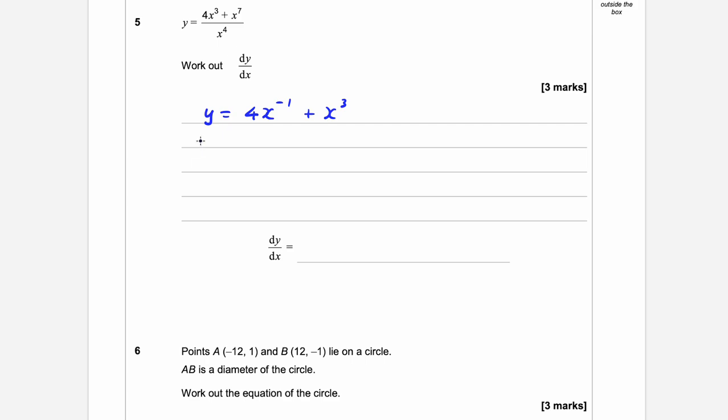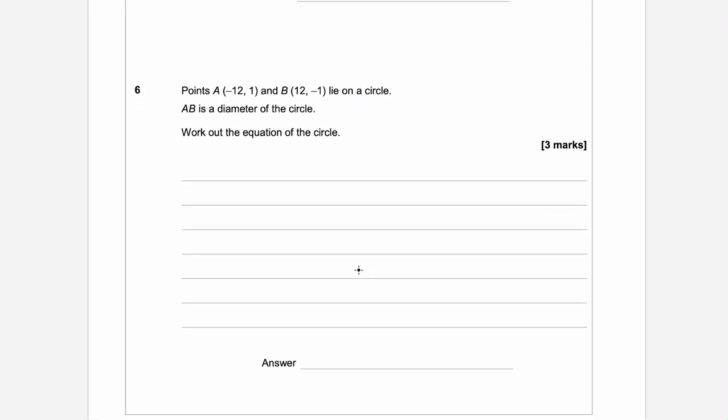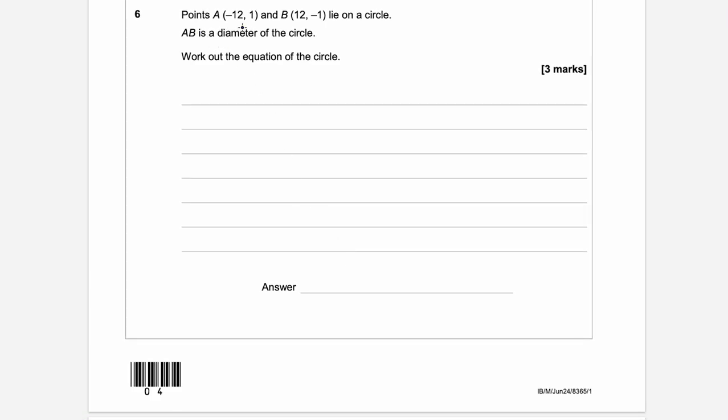Now I'm going to differentiate this. dy/dx is multiplied by the power, minus 4x, subtract 1 from the power, minus 2, and then plus multiplied by the power 3x, subtract 1 from the power, squared. So it's just minus 4x to the minus 2 plus 3x squared. You can write it as minus 4 over x squared if you want, but it's the same thing. Question 6. Points A and B lie on a circle. AB is the diameter.